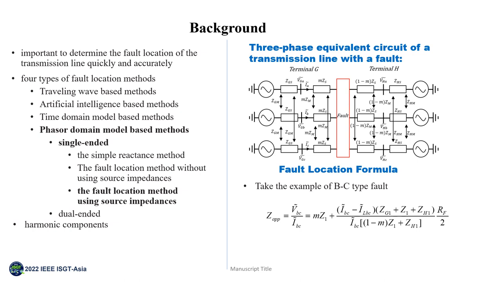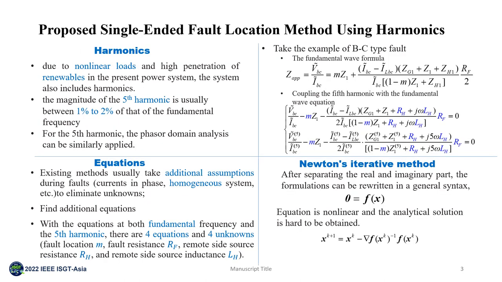Specifically, the expressions are slightly different with different types of faults. This is the formula for BC-type faults. In this formula, there are four unknowns and two equations. The four unknowns are M, RF, ZG1, and ZH1. To solve this problem, one can only find additional equations. If the unknowns remain unchanged, two additional real equations are adequate to obtain fault location results.